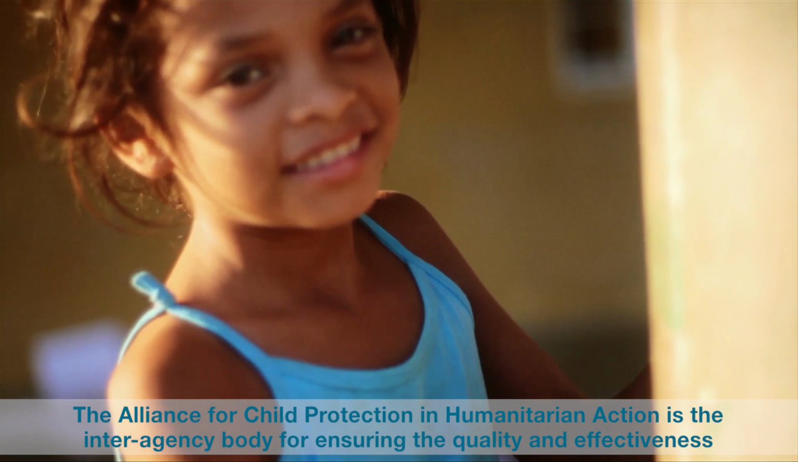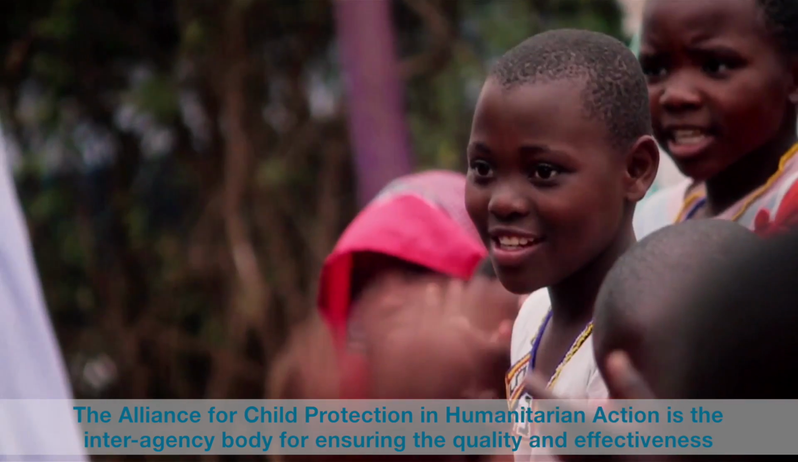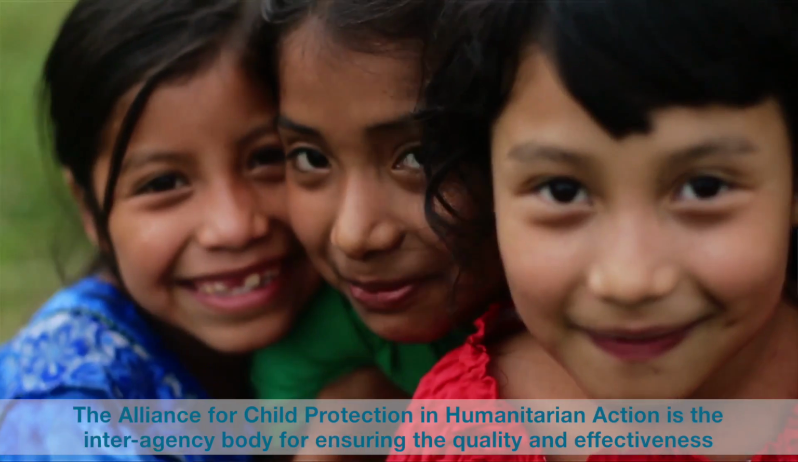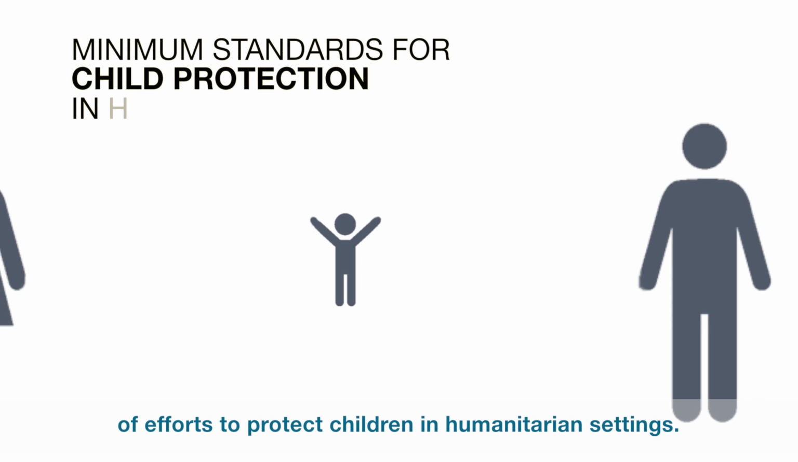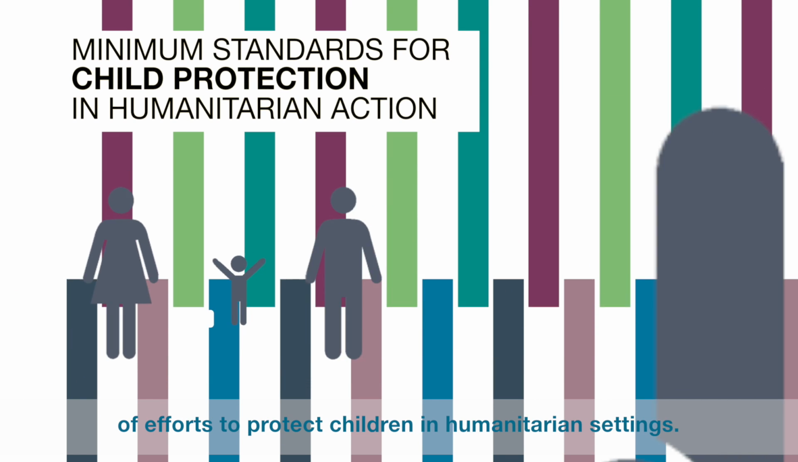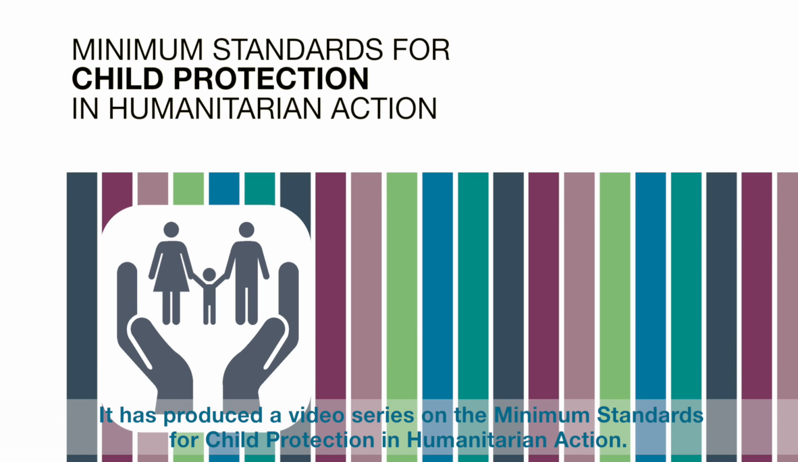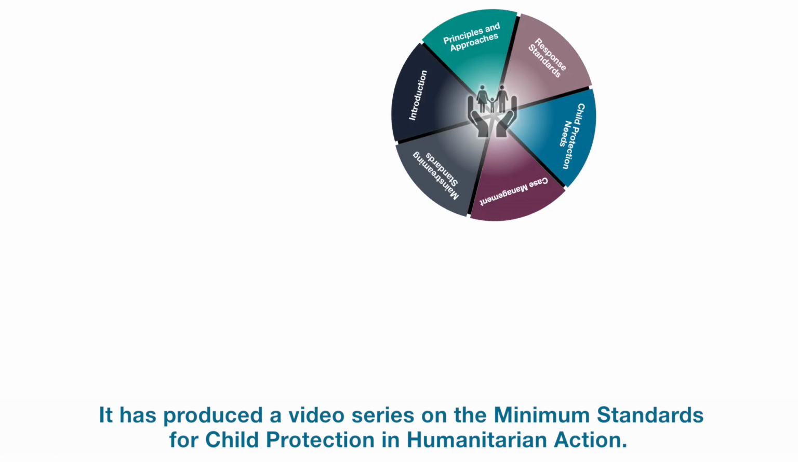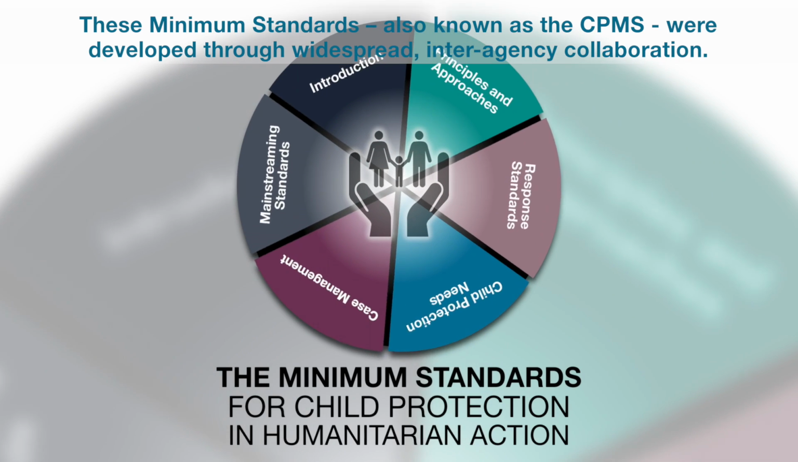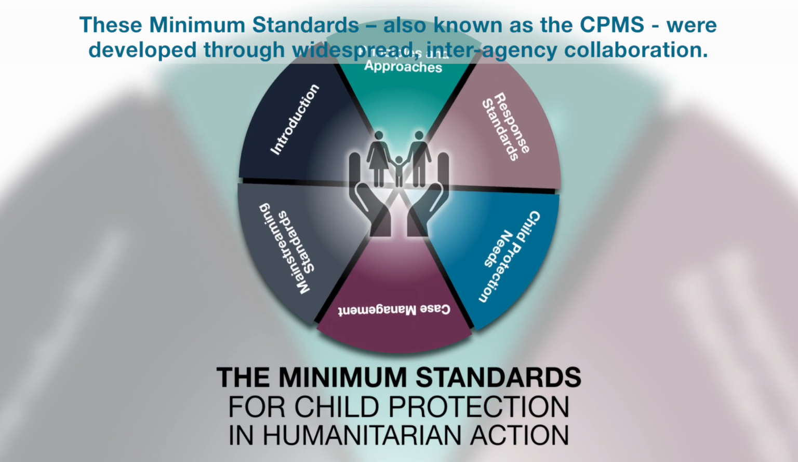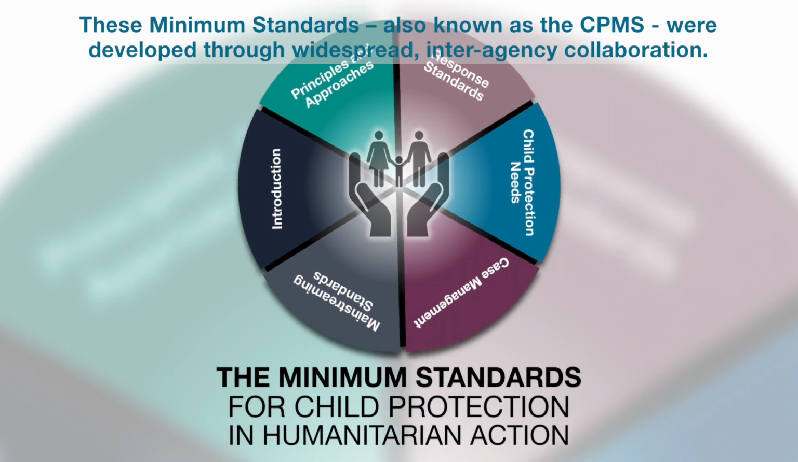The Alliance for Child Protection in Humanitarian Action is the interagency body for ensuring the quality and effectiveness of efforts to protect children in humanitarian settings. It has produced a video series on the minimum standards for child protection in humanitarian action. These minimum standards, also known as the CPMS, were developed through widespread interagency collaboration.